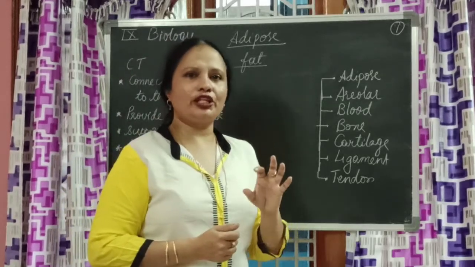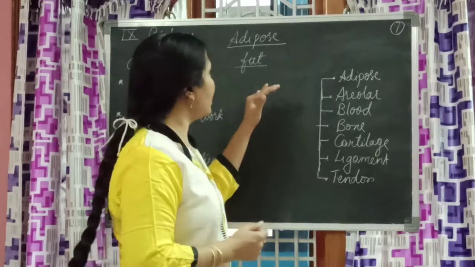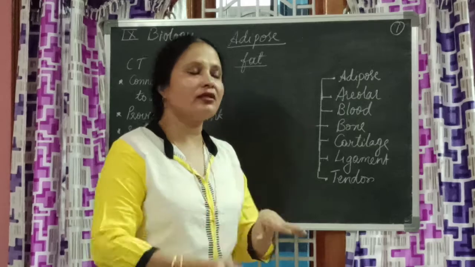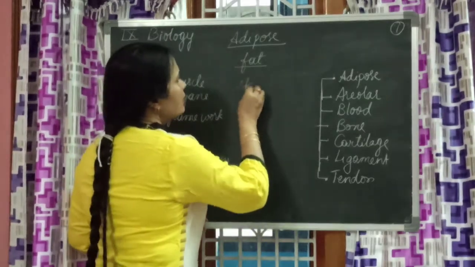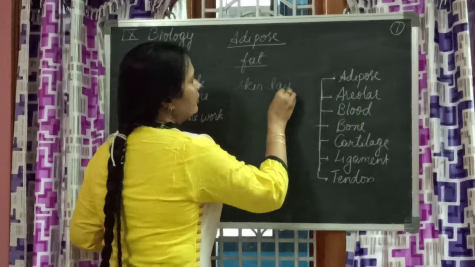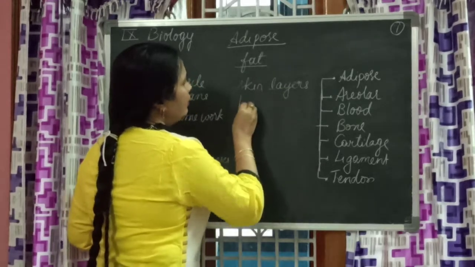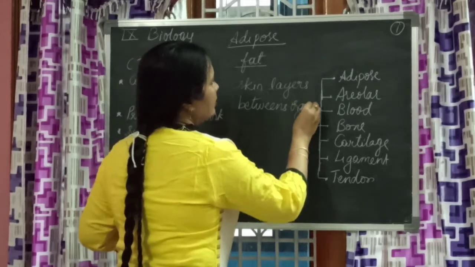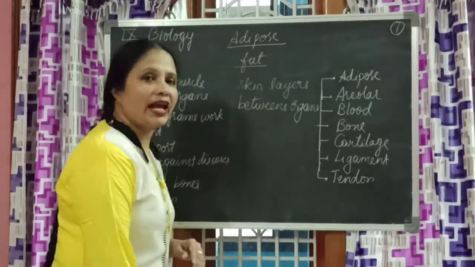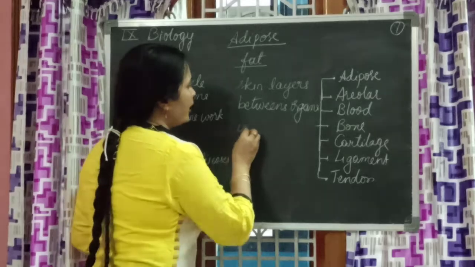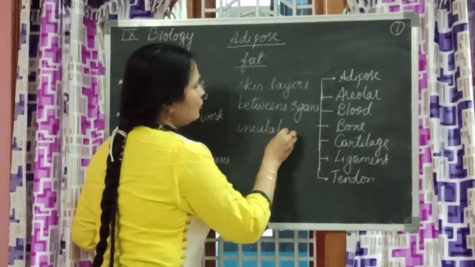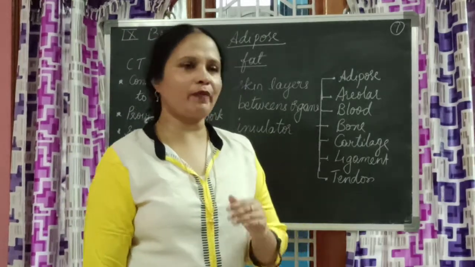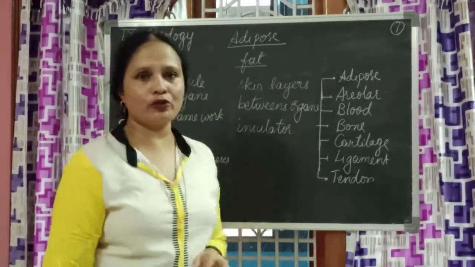Now what we need to understand is, this adipose tissue is present between the skin layers and between organs. What it does is, it acts like an insulator. It will keep the body warm. The body temperature is maintained by the presence of the adipose tissue.